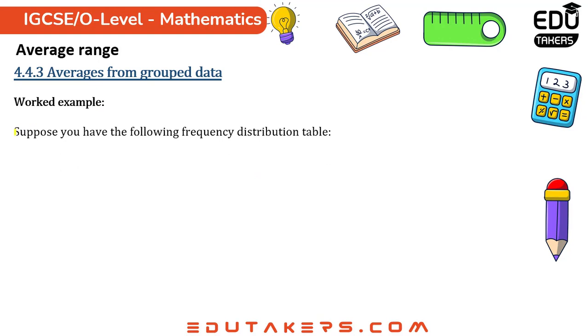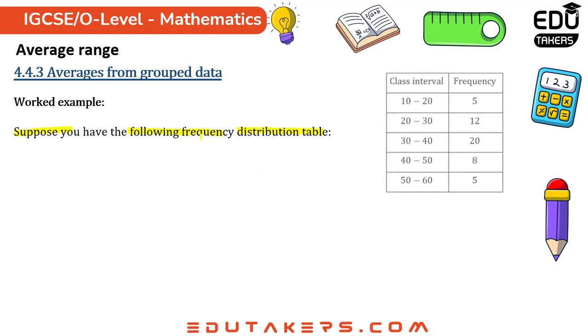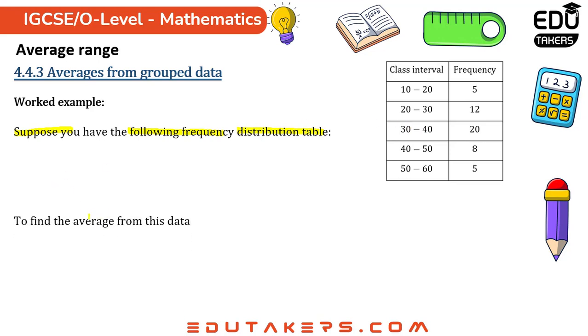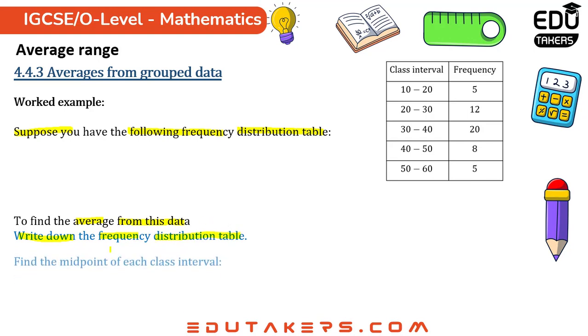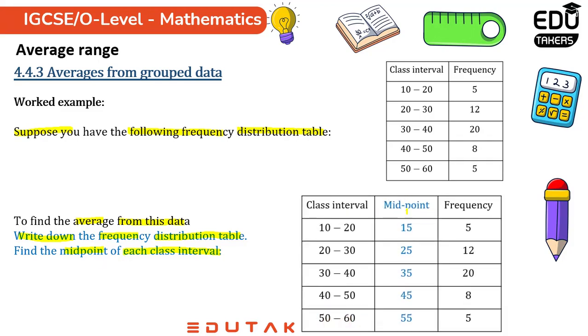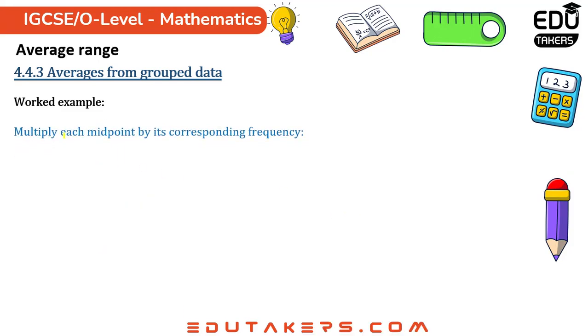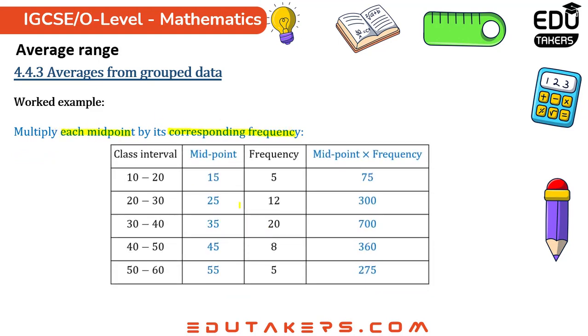Worked example. Suppose you have the following frequency distribution table. To find the average from this data, write down the frequency distribution table. Find the midpoint of each class interval as shown in the table. Multiply each midpoint by its corresponding frequency. The products of midpoint and frequency are written in the fourth column.